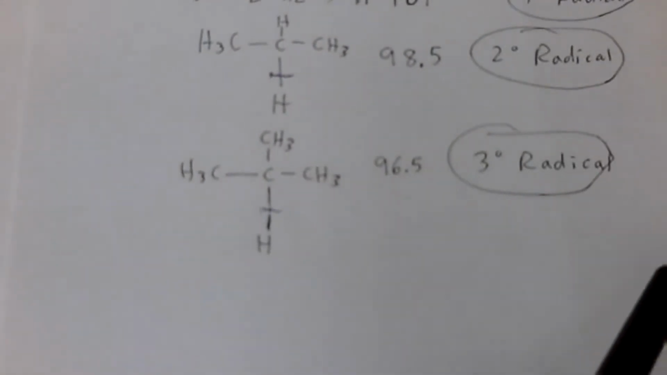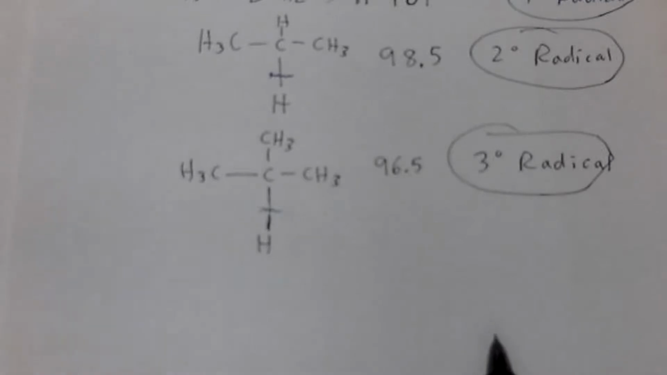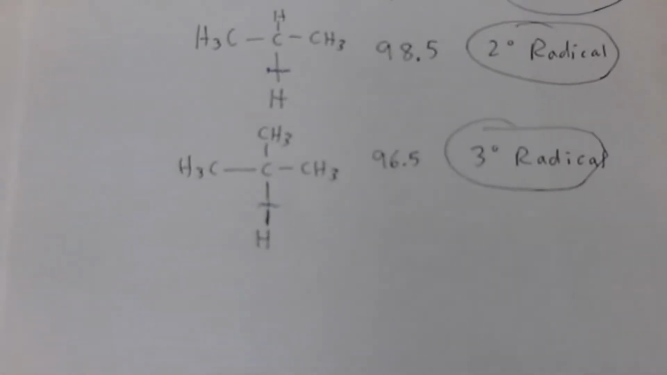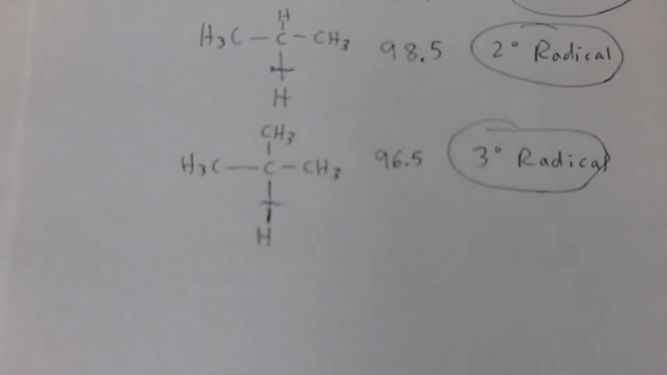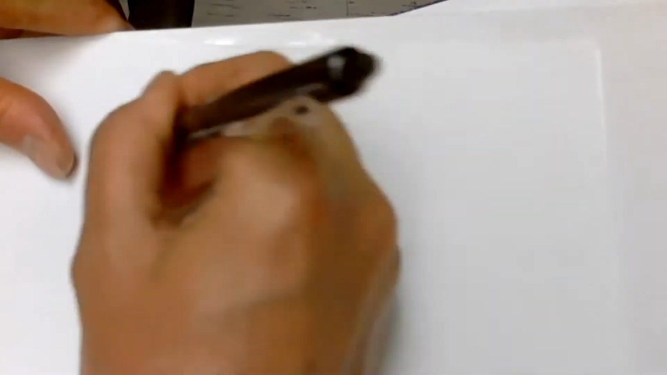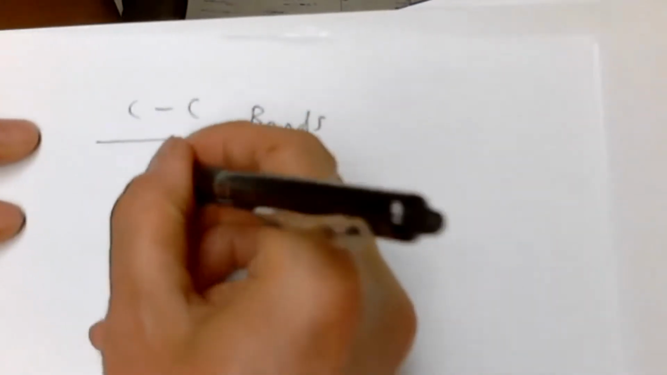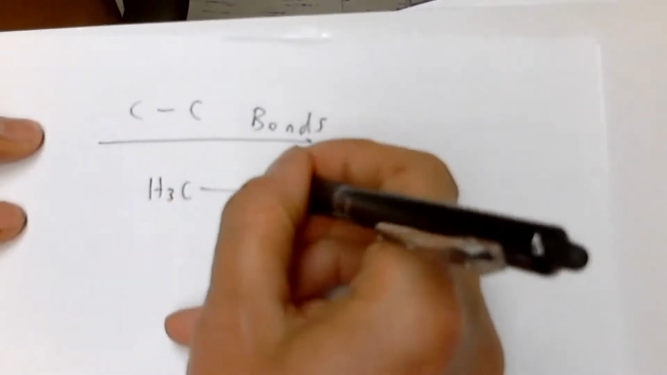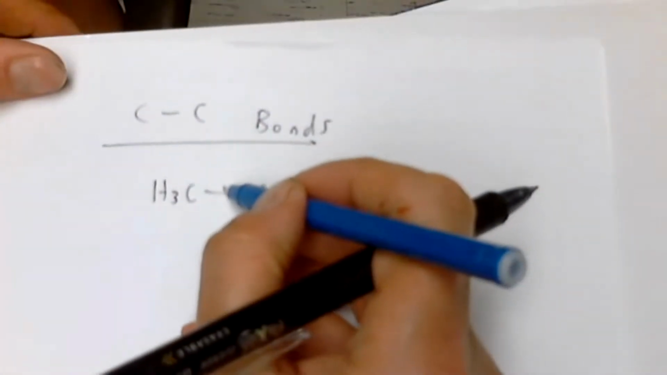Let's show some C-Cs now, some carbon-carbon bonds also. That's probably where we'll end, with the carbon-carbon bonds. So we're going to do some CC bonds. Okay, that's just ethane, right? What if we cleave ethane?